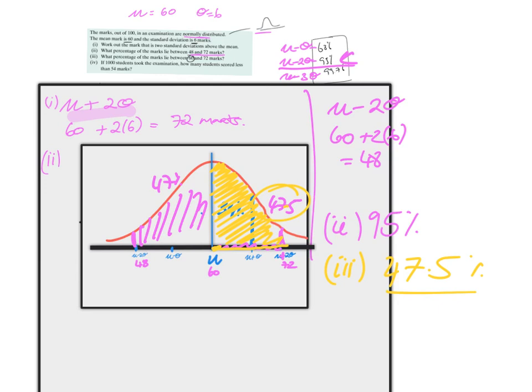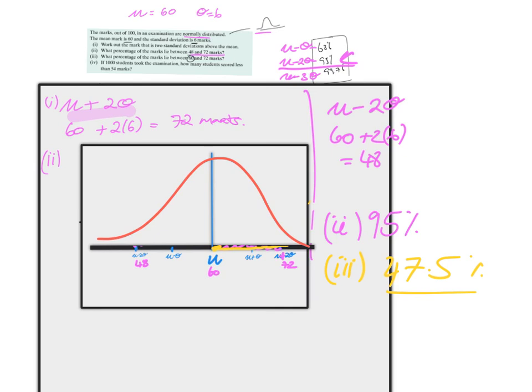If 1,000 students took the examination, how many students scored less than 54? So in order to score less than 54, where would you be on the diagram? Okay, so I've just cleaned up my diagram a little bit. Now to find less than 54, we don't actually have 54 anywhere, but we obviously know it's in between 60 and 48. I actually haven't filled out the mean minus 1 standard deviation. Let me do that. So the mean minus 1 standard deviation, it'd be 60 minus 6, which is 54. Okay, so we know that this is 54, and we're asked, what's the percentage to score less than 54? So we want to find all of this bit in the blue.